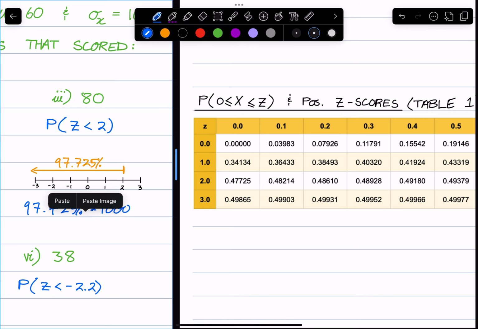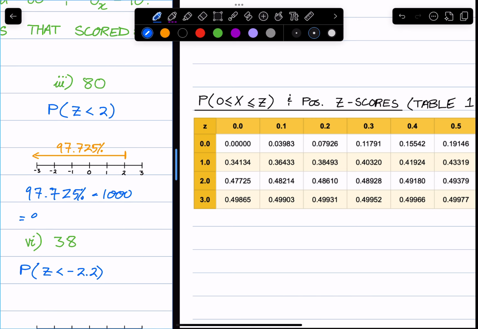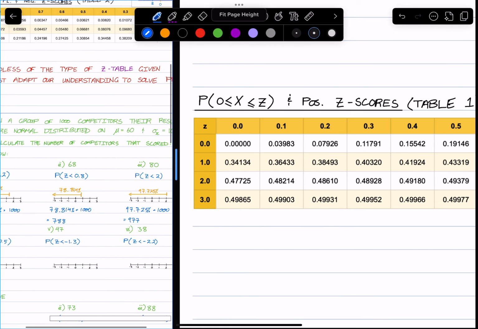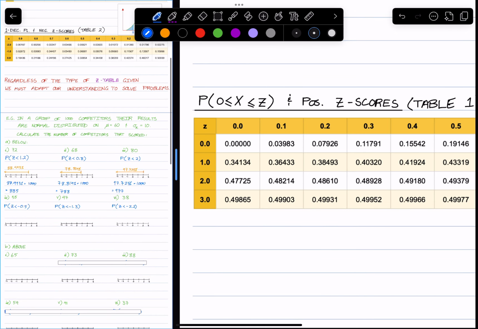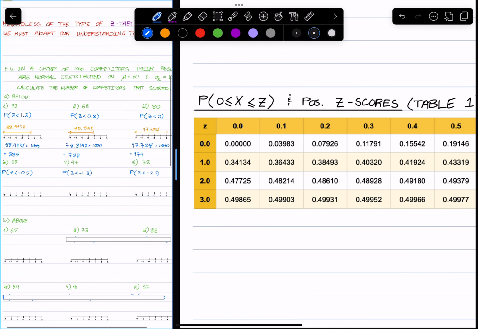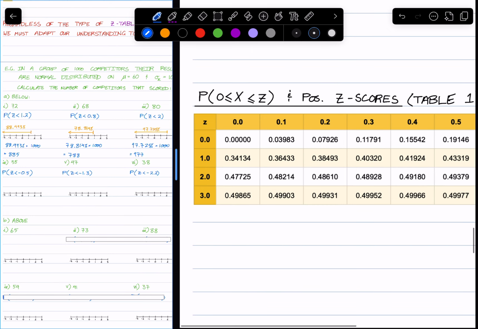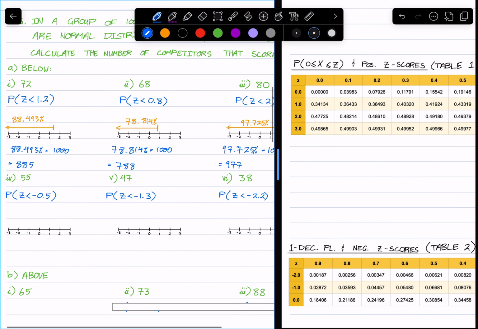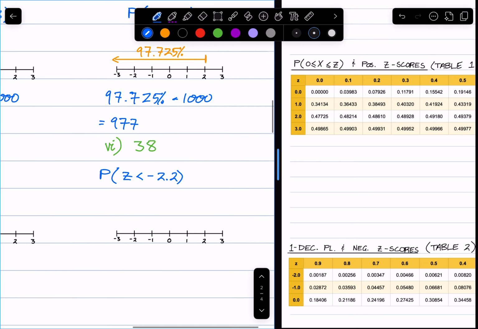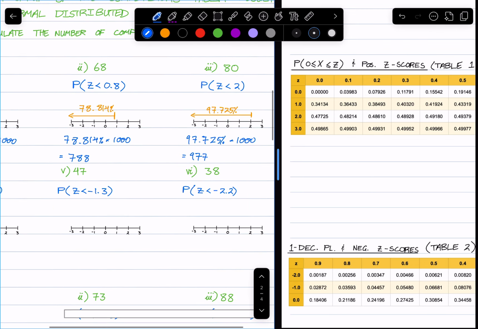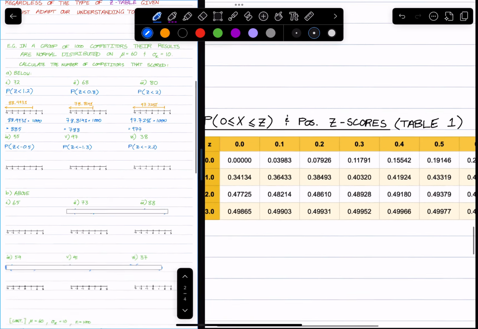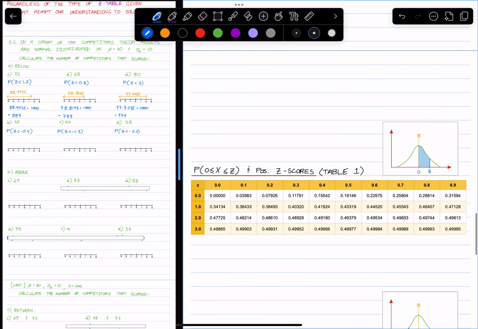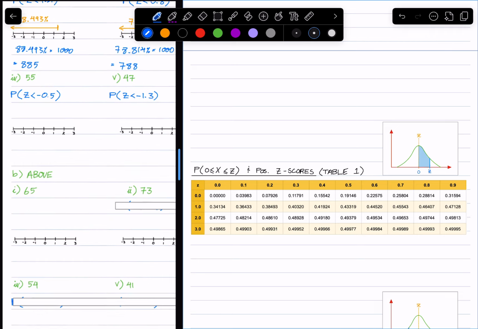That gives us 977 competitors in that range. So this is all for positive z-scores. Let's move on to the next 3 examples for negative z-scores of 0.5, negative 1.3, and negative 1.2. Now, here's where it gets a little trickier, but it still actually applies the same concepts.